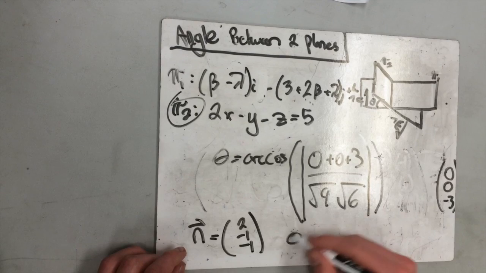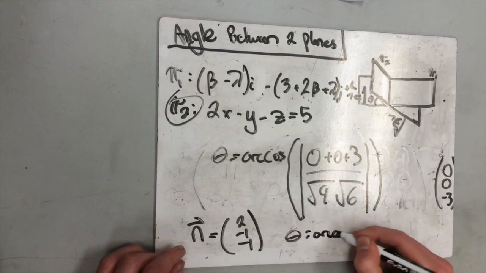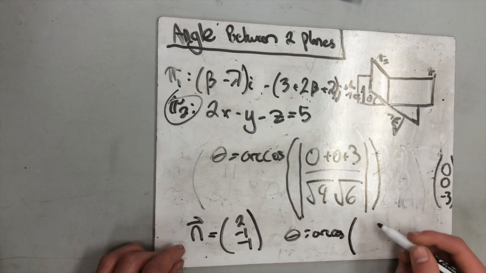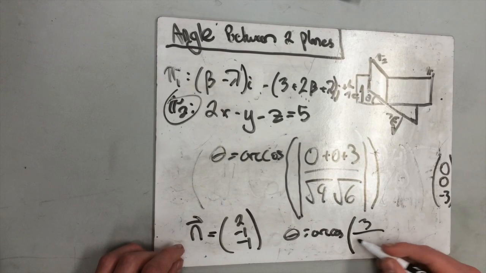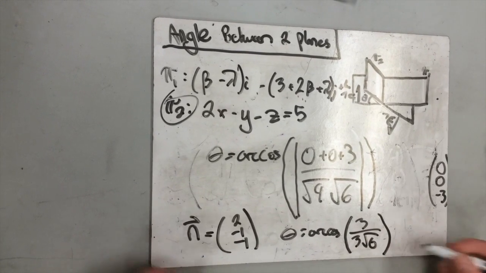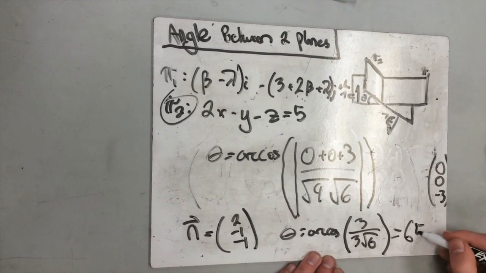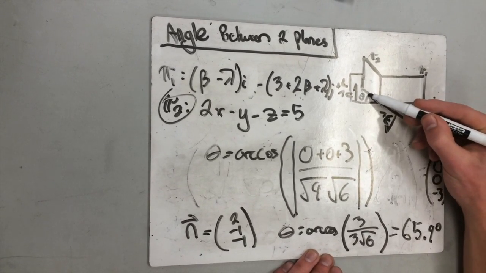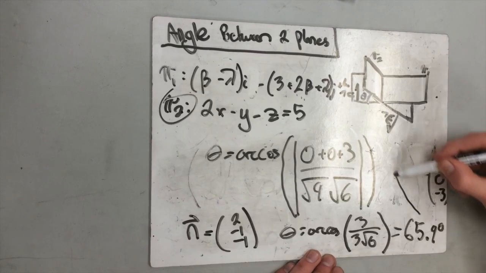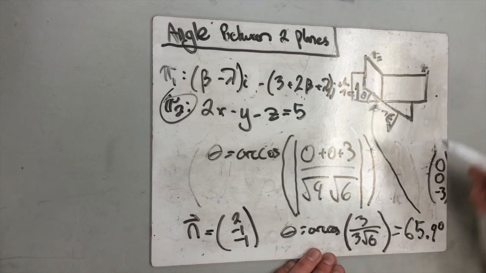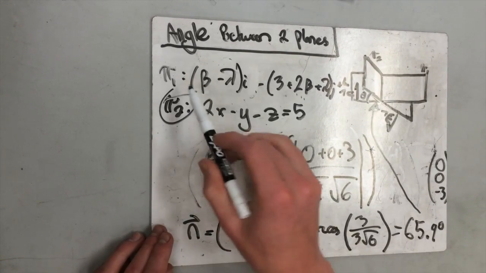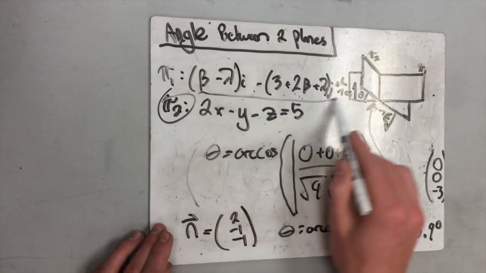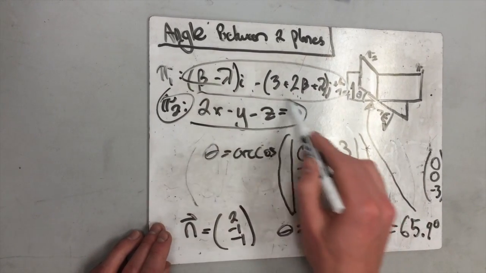So that's going to give you theta equals arc cosine of 3 over 3 square root of 6, which is going to come out to a total of 65.9 degrees. So again, this acute angle theta right here is going to come out 65.9 degrees when plane A is equal to this and plane B is equal to this.